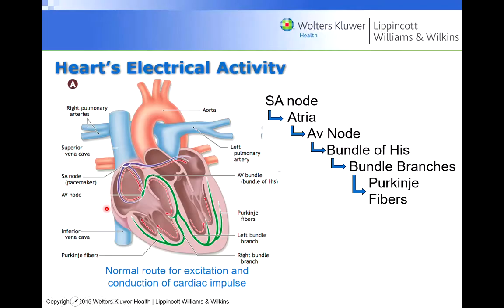Let's look at the electrical activity with a little bit greater detail. We'll start our journey at the SA node. From the SA node, we have this electrical activity that propagates across the atria and facilitates atrial depolarization. The atria then begin to contract. As the atria contract, blood is pumped from the right atrium into the right ventricle, and from the left atrium into the left ventricle.